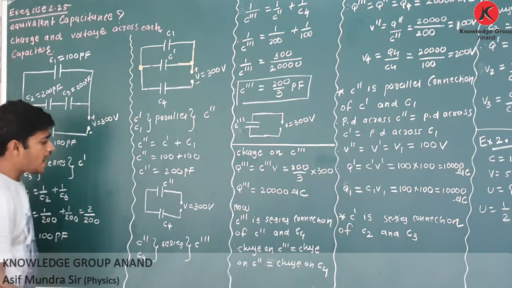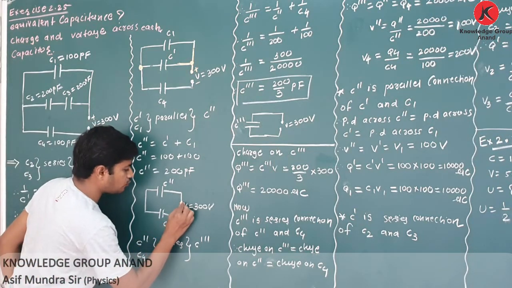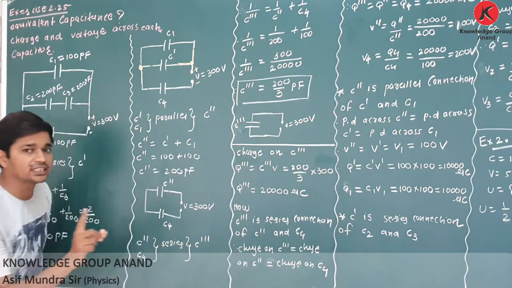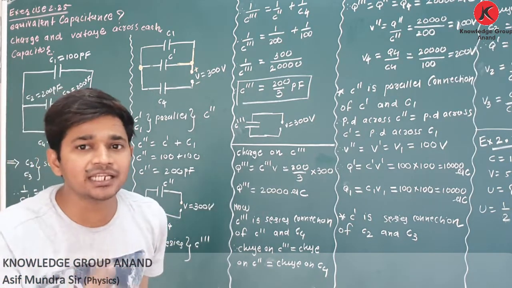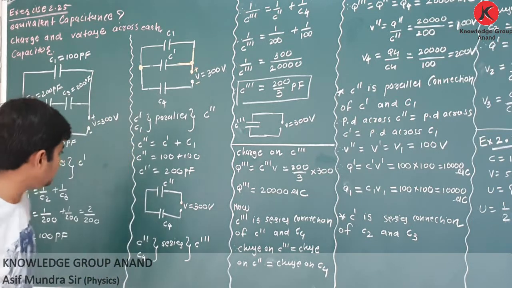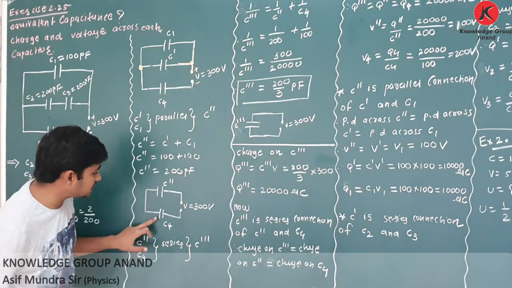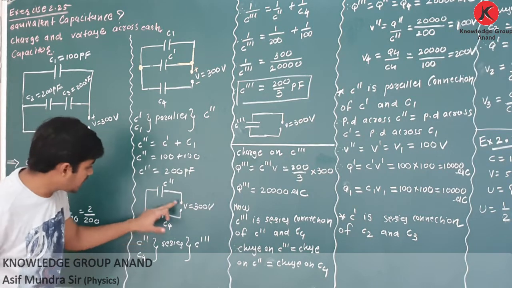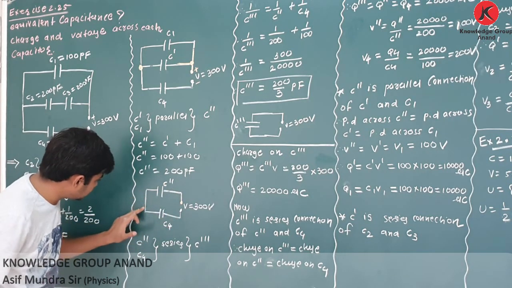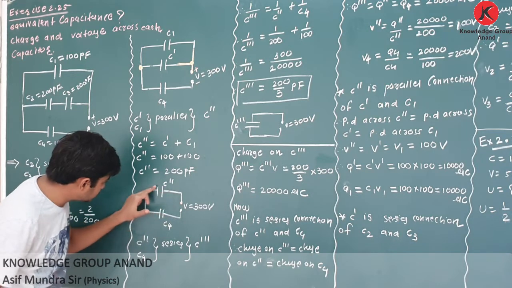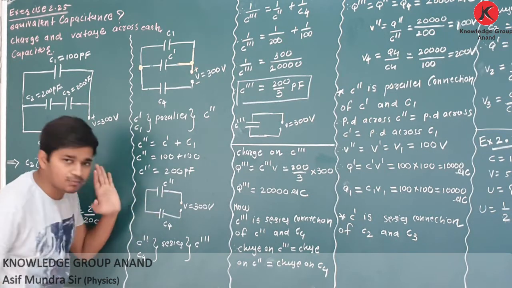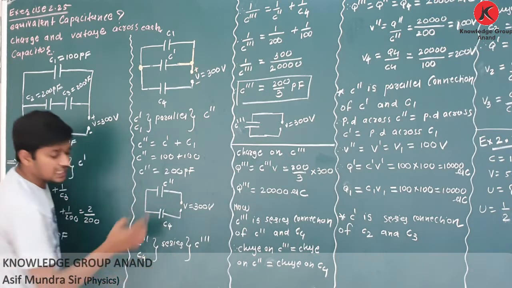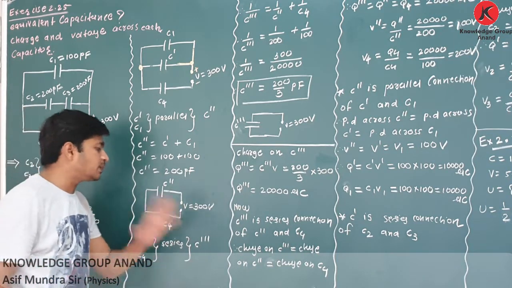Clear? Okay. Now again, if you make charge flow, there is only one path. It means C double dash and C4 are in series connection. These 2 capacitors are in the same path. Means C double dash and C4 are in series connection, and let their equivalent be C triple dash.